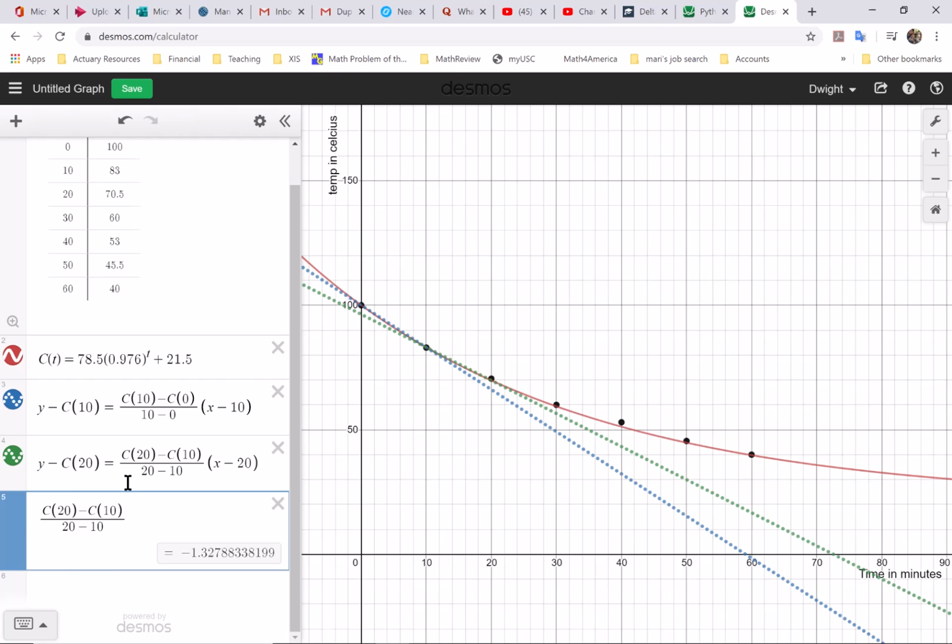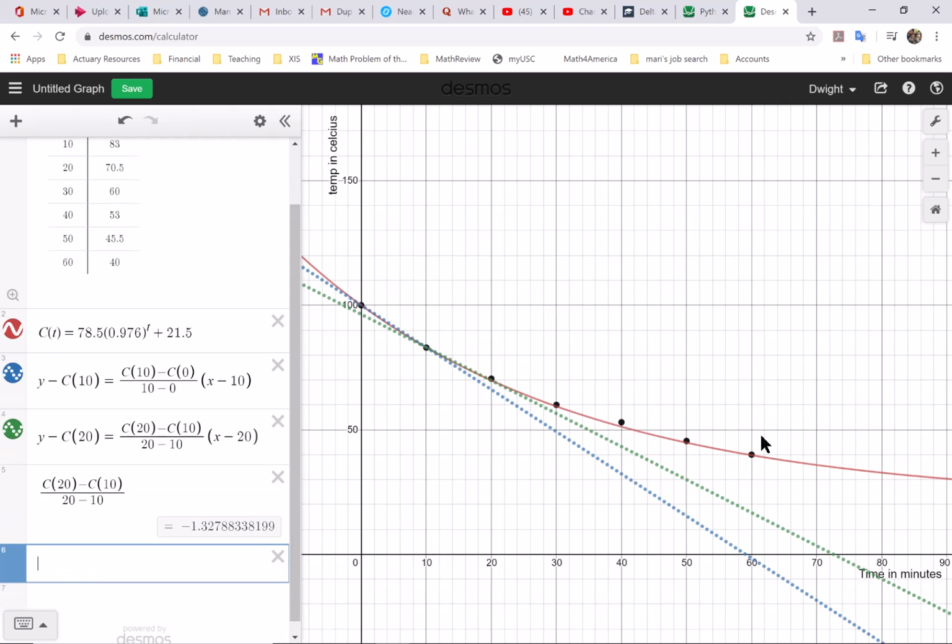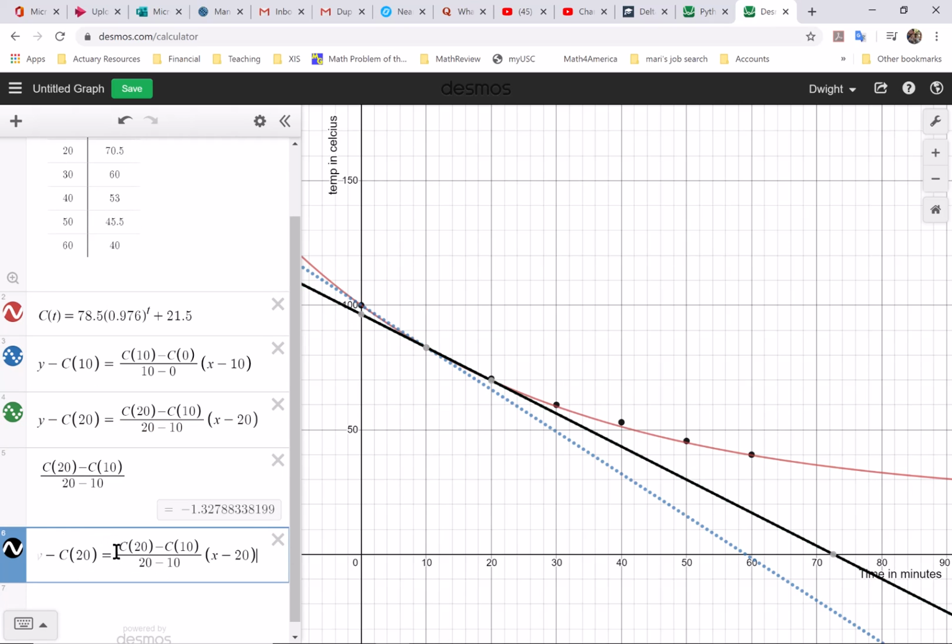And so we could even figure out, well, okay, what's the average rate of change from 0 to 60, right? So you do the same thing, you do the same idea. The rate of change between 0 and 60 would just be 60, 0, 60, 0. The total average rate of change is about -1.